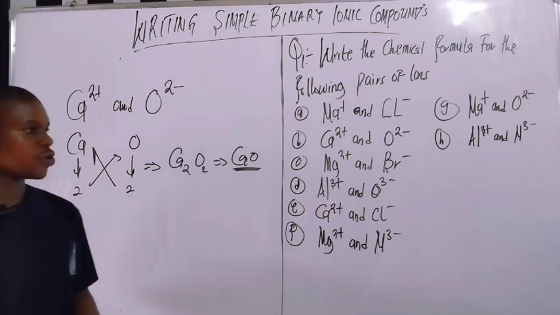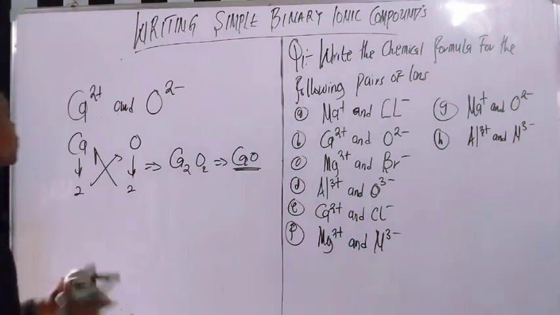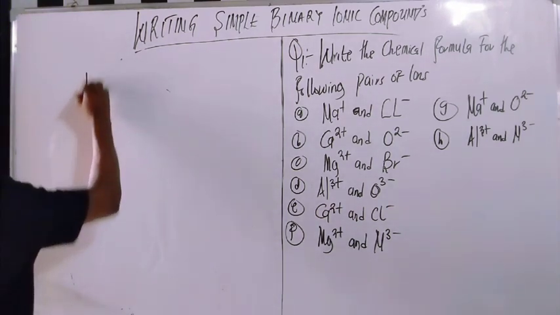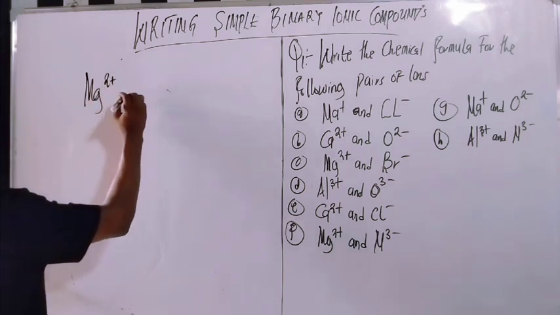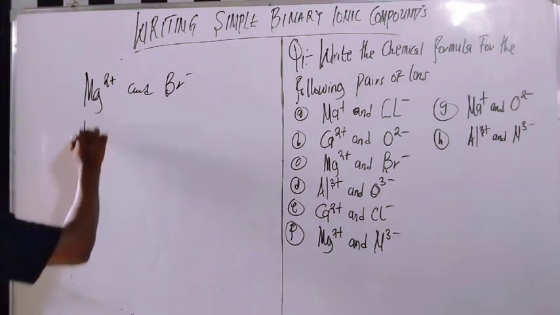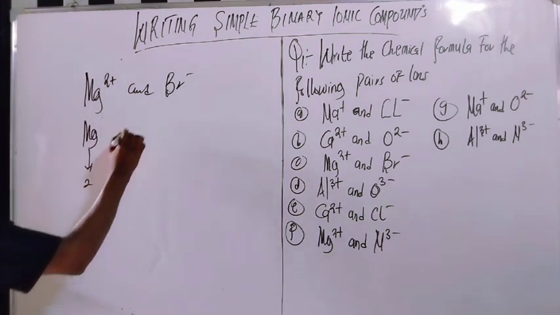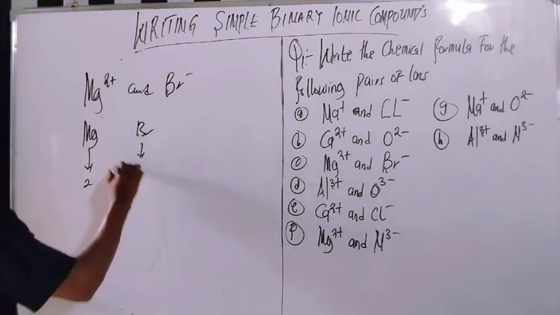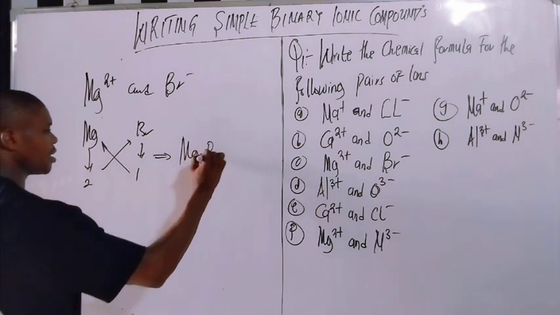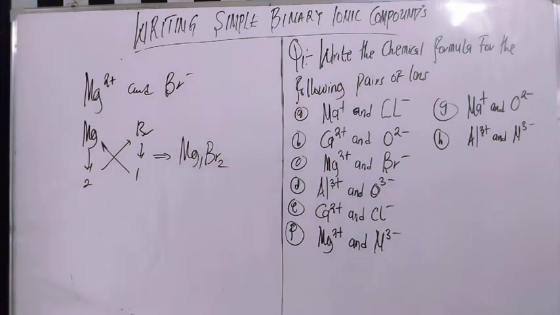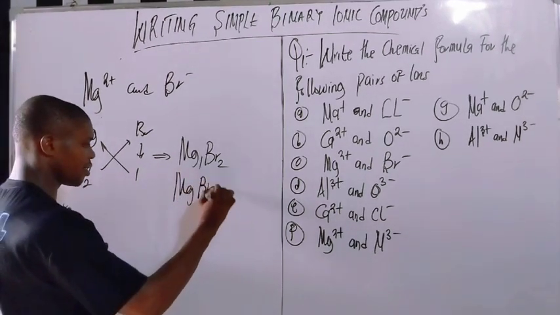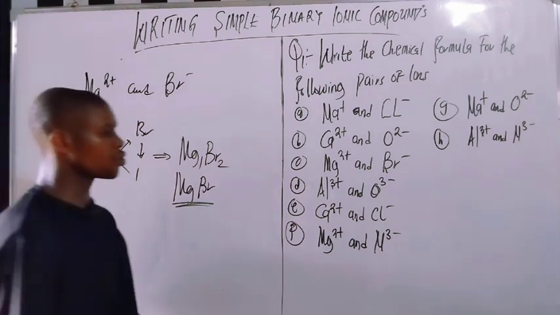So that is it. Now let's look at the C part. If you look at the C here, we have Mg2 plus and Br minus, right? So it's going to be Mg, which is 2, Br, which is 1. So this one moves here, this guy moves here. What are you going to get? You get Mg1, Br2. Can you see that? Mg1, Br2. So that would be MgBr2.